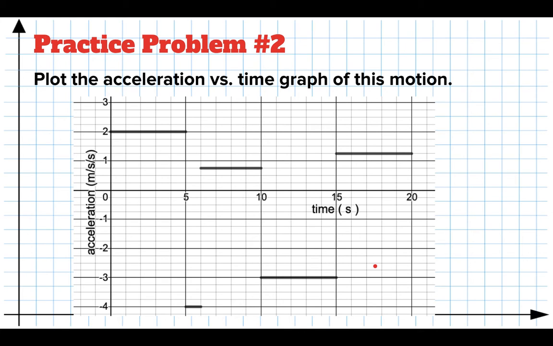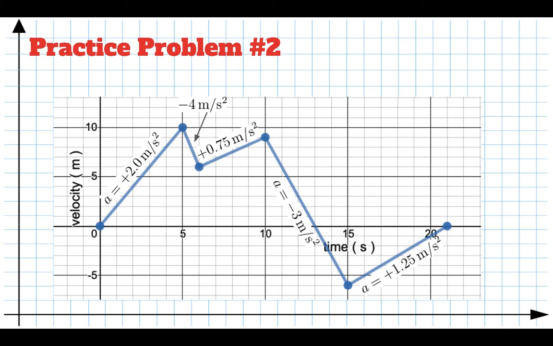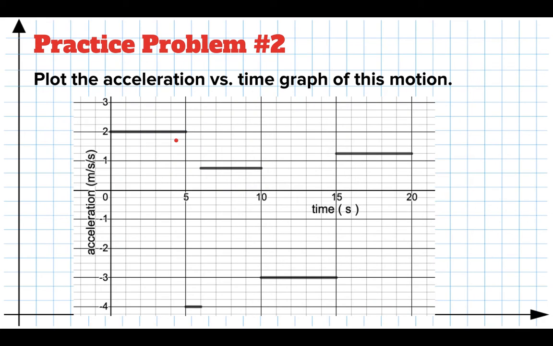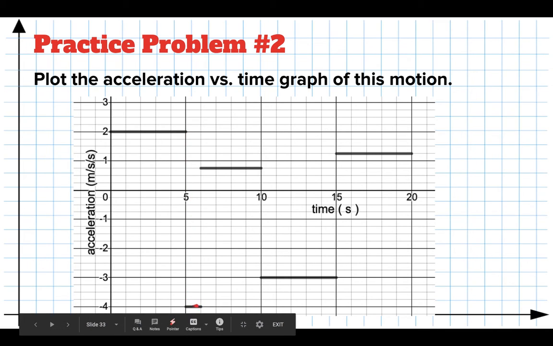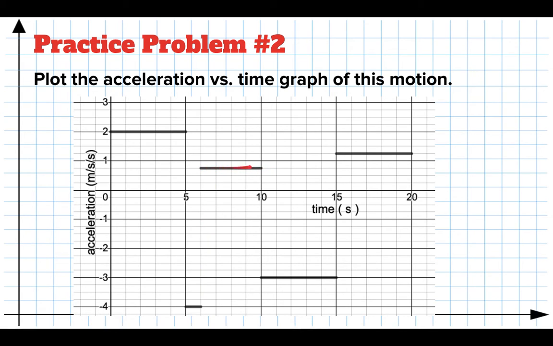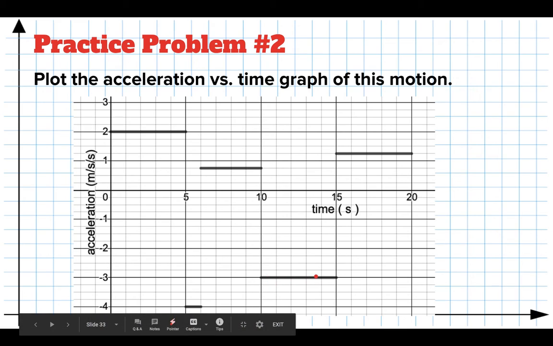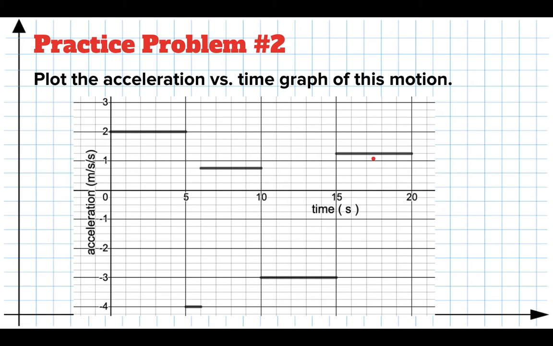If we were to plot the acceleration versus time for that graph, during the first 5 seconds, the acceleration is +2, so we would plot +2 as the acceleration. During the next segment, which is 1 second long, the acceleration is -4, so it's -4 down here. Then during the next section, it's 0.75, and so on. The acceleration graph looks like this.